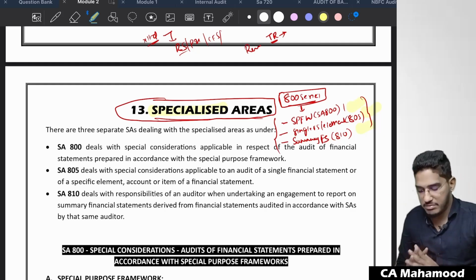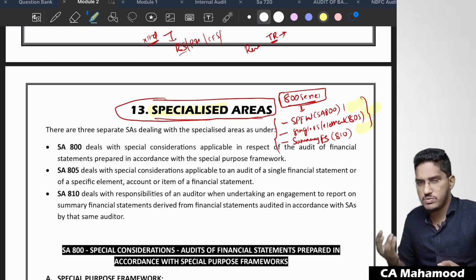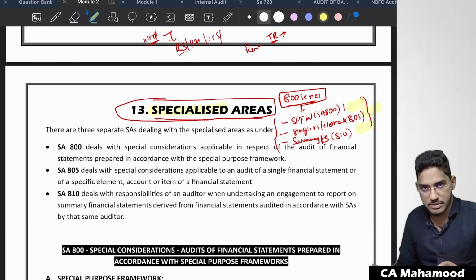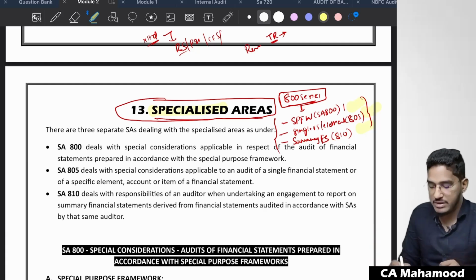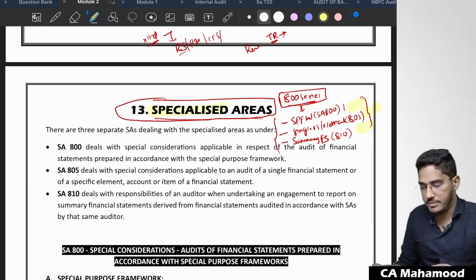Very easy chapter, very simple chapter, we can complete in no time. So 3 standards if we cover, the chapter will come to an end. So that's what I have told. After the audit of NBFCs, whatever remaining chapters are there, very small chapters, very easy chapters, just like that we can wind up every chapter in just 1 day, 2 hours, 3 hours. So having said that, now let me start my discussion with SA 800.